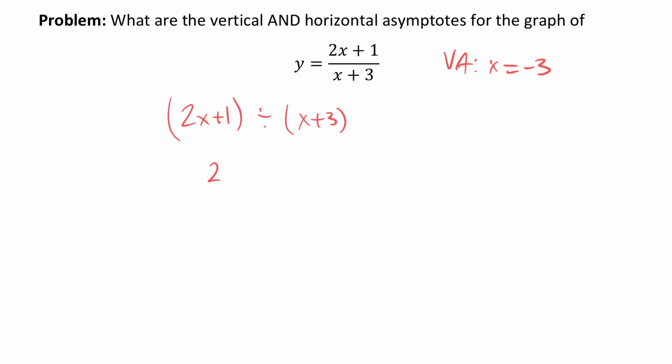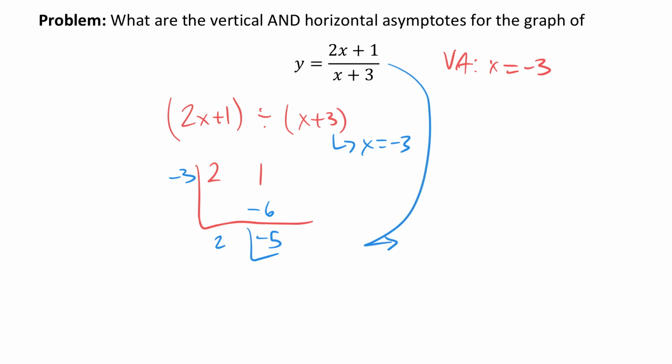Well, we could put the 2x and the 1 up here in a synthetic division, and the x plus 3 means you'd have x equals -3. So if I put that over here, drop down the 2, multiply -6, add down to get -5. What that means is I could rewrite my division as follows. Y equals 2 plus remainder over divisor. Now if I wrote that in a different order, I could say I have -5 over x plus 3 plus 2.